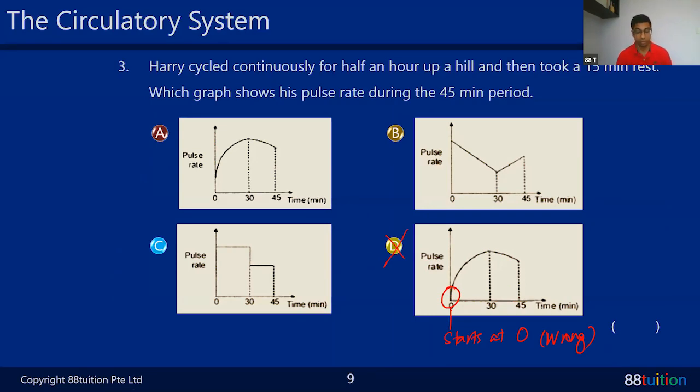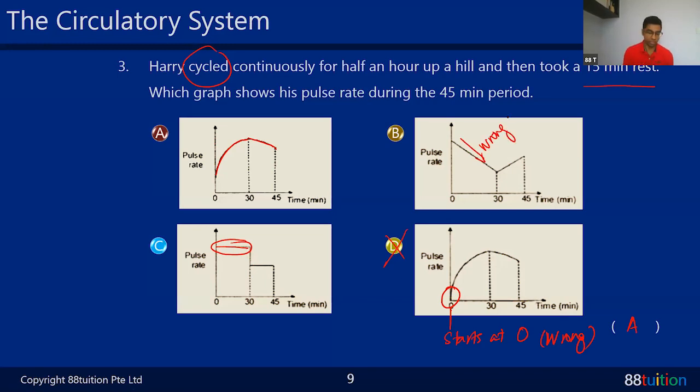Next, he actually went continuously half an hour up a hill. He is what? Walking or cycling. Then he took a 15-minute rest. These are the 2 things he did. So this is also out. When you are cycling, your heart is beating fast, but continuously. Is it correct? And then he took a 15-minute rest. Okay, it should gradually increase and then it should gradually decrease. So the answer should be A. There shouldn't be a straight line when your heart is starting to pump. It should increase gradually. So that's why A is the answer. B is definitely wrong because when cycling, it shouldn't be going down.